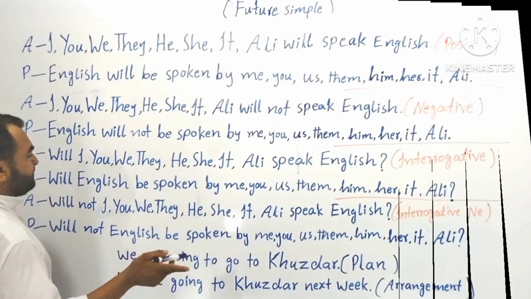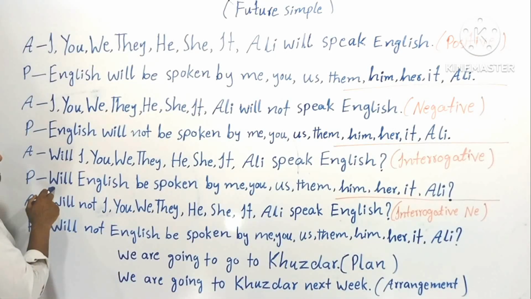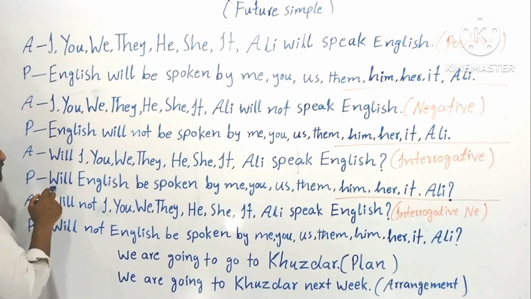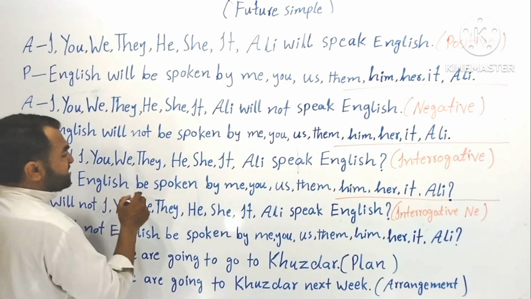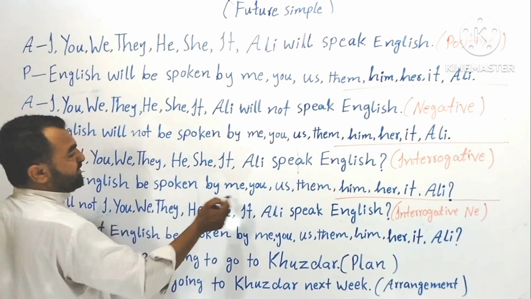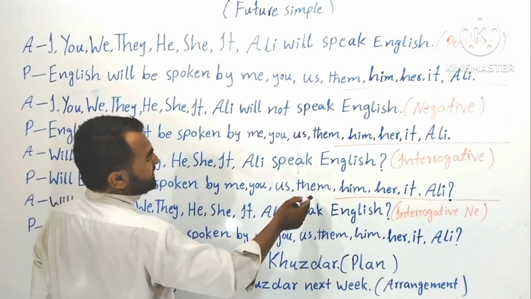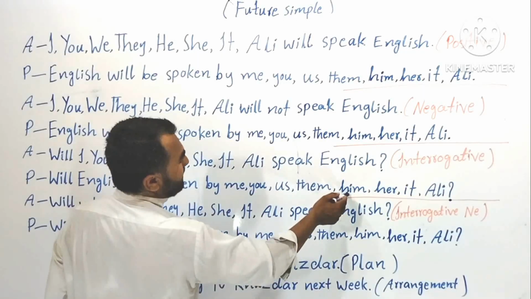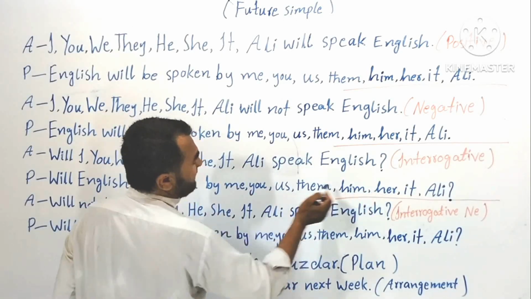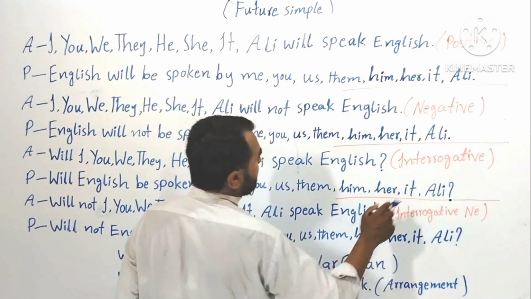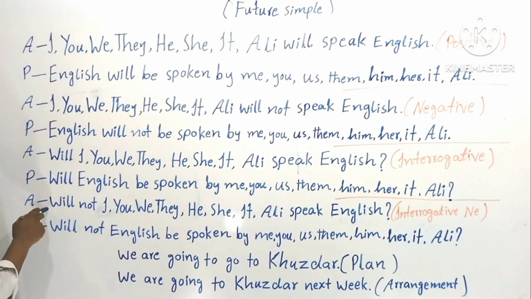Now let's read the passive voice of interrogative sentence. Future simple interrogative sentence passive voice. Will English be spoken by me? Will English be spoken by you? Will English be spoken by us? Will English be spoken by them? Will English be spoken by him? Will English be spoken by her? Will English be spoken by it? Will English be spoken by Ali? Okay, correct.